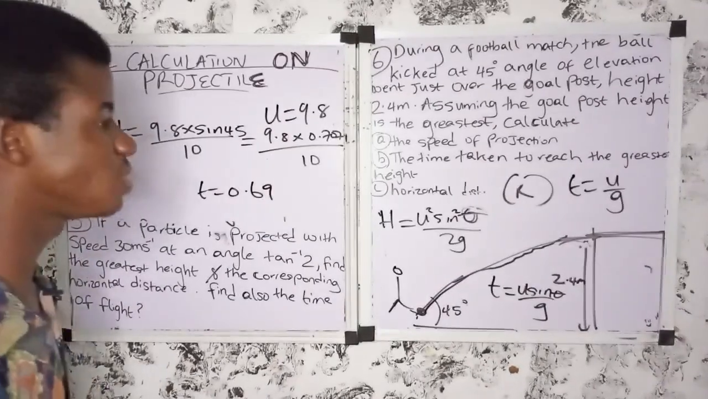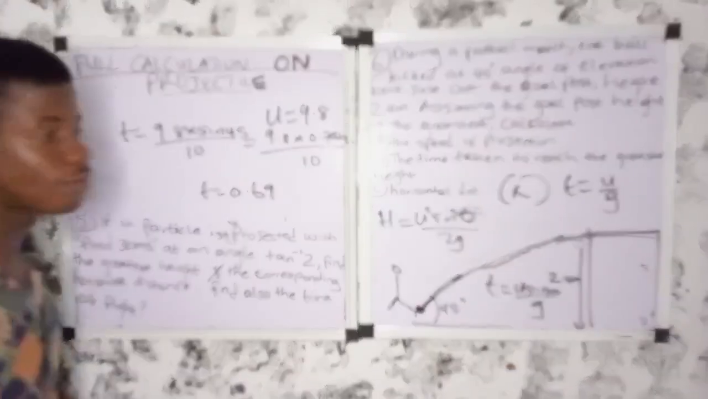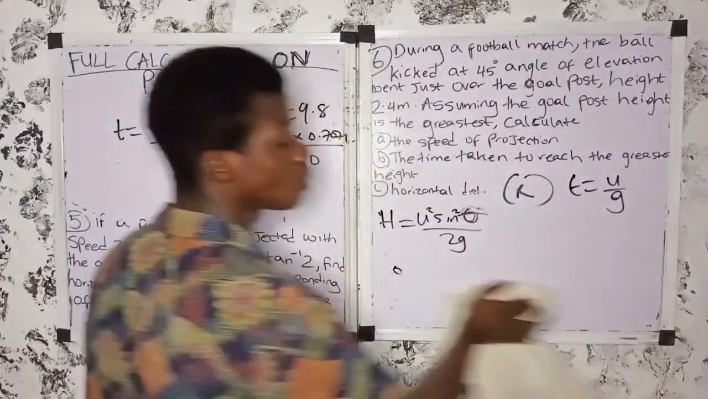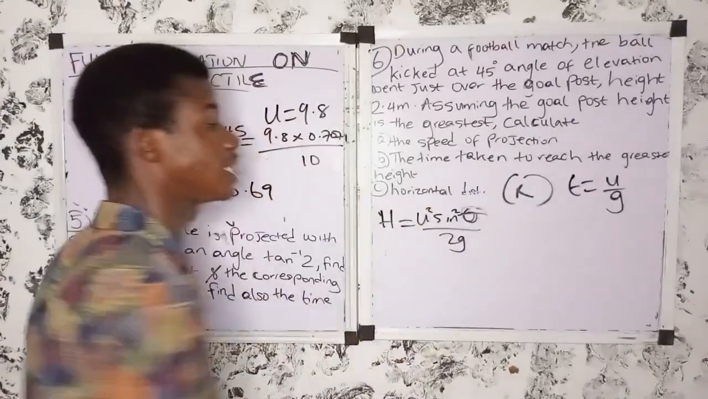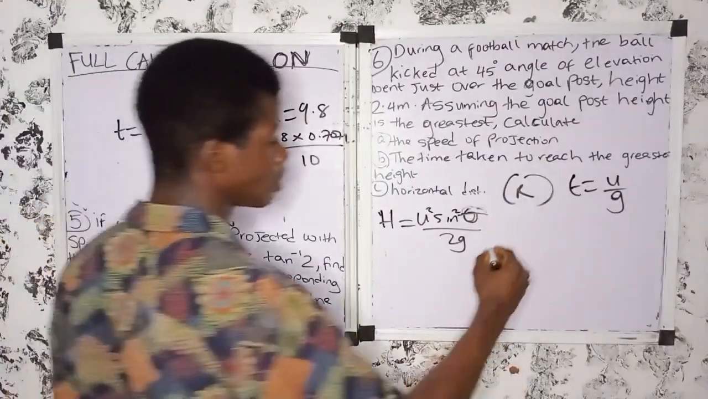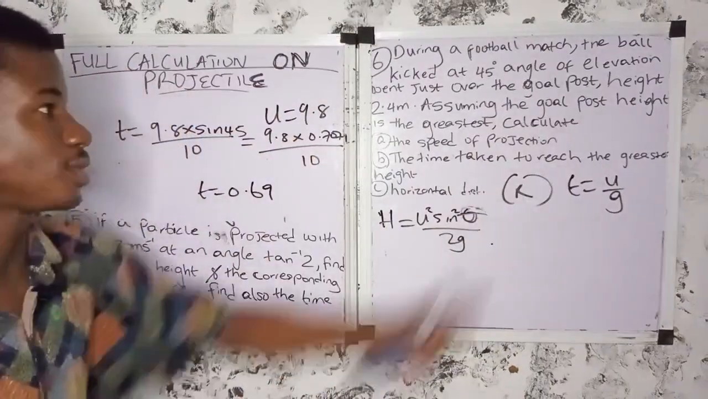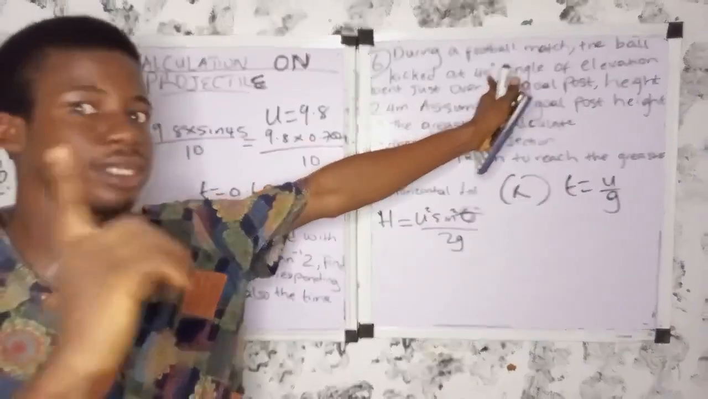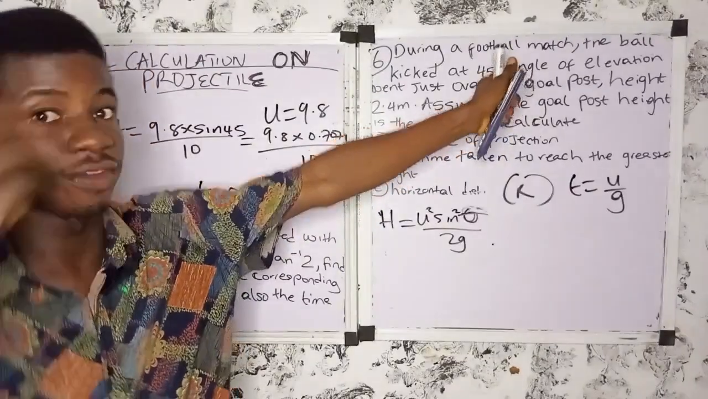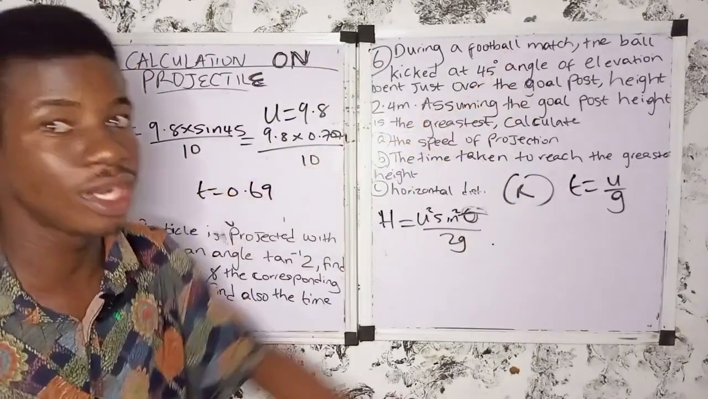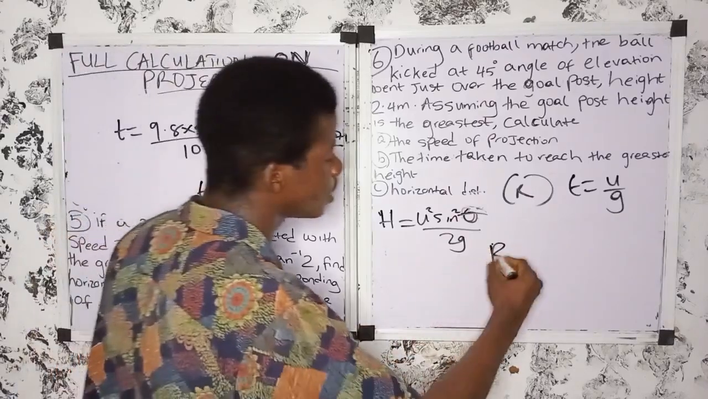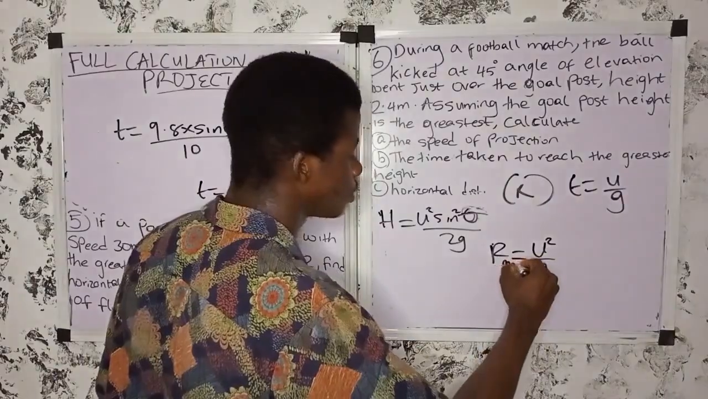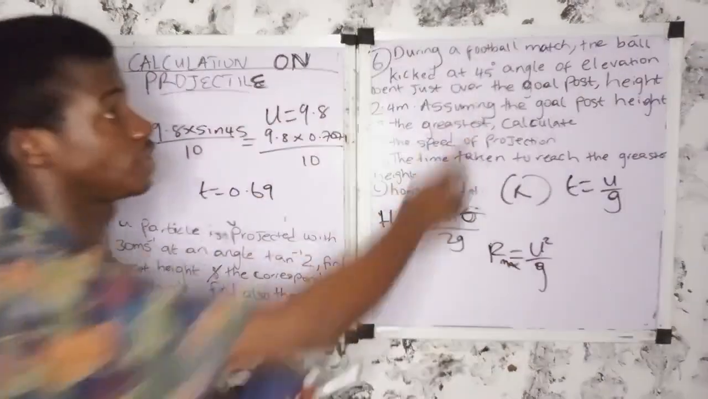Then the resultant distance, which is the range. How are we going to look for range? Since they are telling us to calculate the range, the resultant distance, remember in this question the angle is 45 degrees, and range is maximum at 45 degrees. The formula of range when range is maximum is R equals u square over g, right?